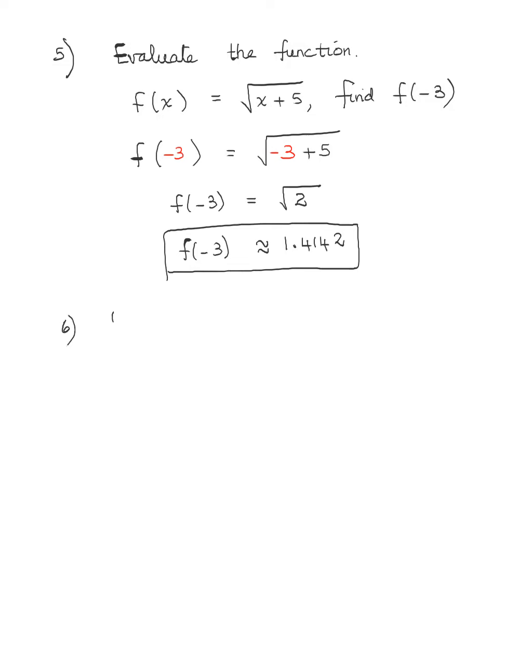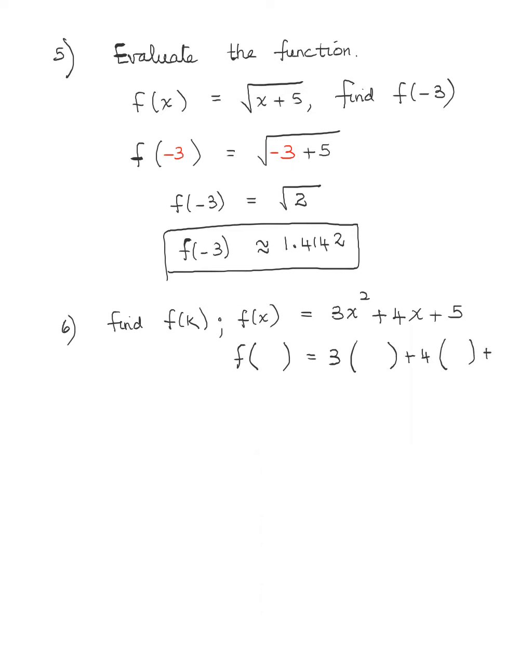Number 6, we are going to find f of k for f of x equal to 3x squared plus 4x plus 5. Note here, we are not given a number. We are given a letter or a variable. So we're going to plug in k for all the x in this function. Wherever x comes, replace that x by k. And we have a square here. So what is f of k going to be now? It is 3k squared plus 4k plus 5.